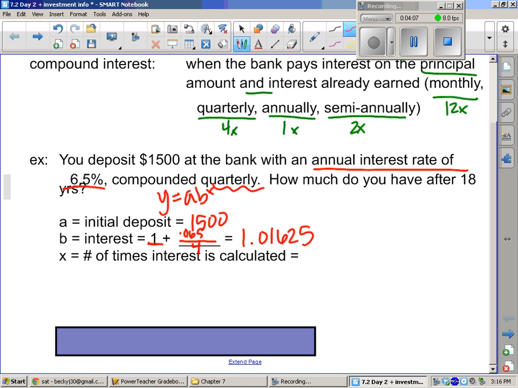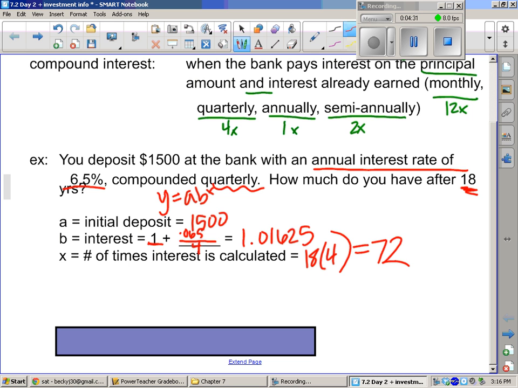Here's something else that's tricky about compound interest. X, our exponent, is the number of times the interest is calculated. So we're going to do 18 years, but it's 4 times each of those years. How many times is that? 18 times 4? Yep. 72.